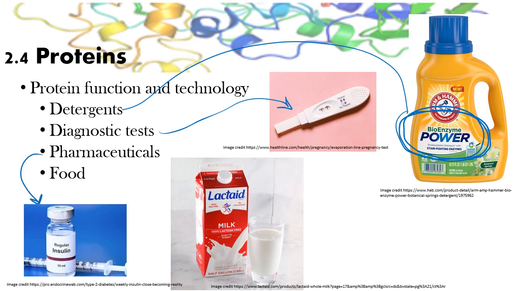Pharmaceuticals, of course, we use proteins for medicine. Here's some insulin. People who have type 1 diabetes need to inject this protein into their bodies to help stay alive. And then our food, we can actually use proteins like lactase to break down the lactose in milk for people who are lactose intolerant. And we can make lactose-free milk by using our enzymes.